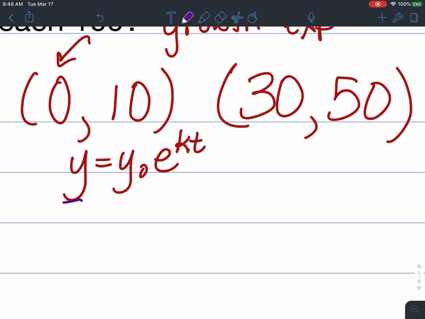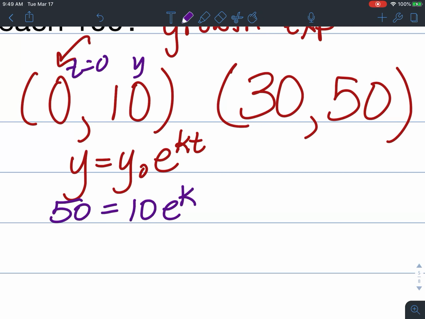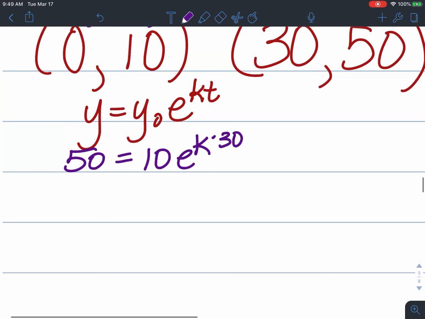So 50 equals 10. 10 is the initial amount, right? Because t is 0 and y is 10. Times e to the k. Well, how long did it take to get to 50? 30. And we're going to solve this for k. k is like our m if this was a line. k is like our slope. It's the constant that's specific to this particular problem of hornets. Okay, so we're going to divide by 10 and get 5 equals e to the 30k.